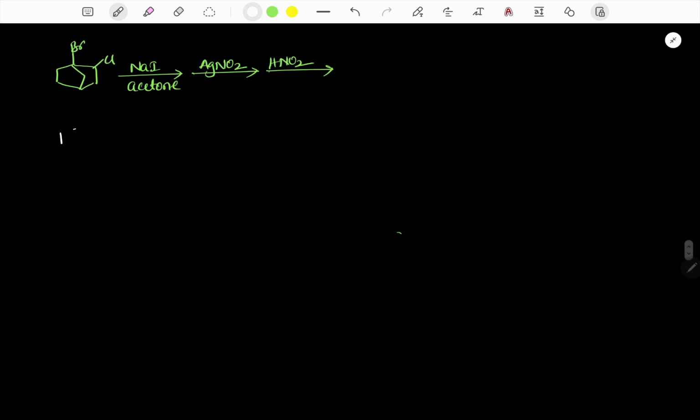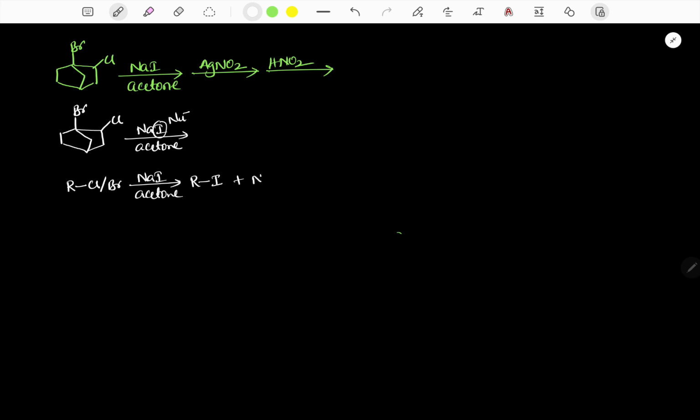The reactant has one functional group, that is alkyl halide at bridge carbon leaving group at secondary carbon leaving group. It is treated with NaI acetone. So we know that I minus is nucleophile. So here the basic reaction is when alkyl chloride or alkyl bromide treated with NaI acetone, finally it gives the corresponding alkyl iodide and corresponding NaCl and NaBr.